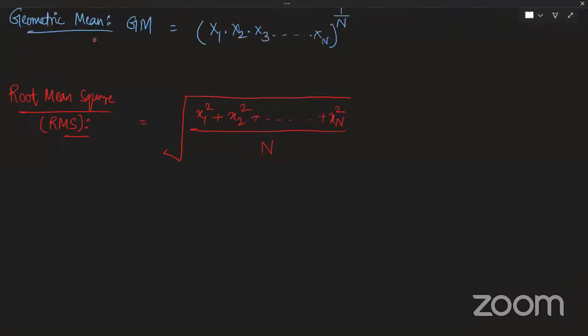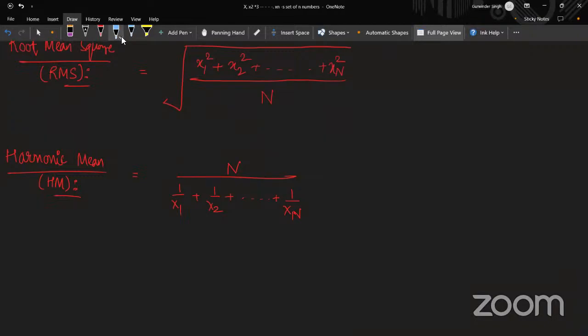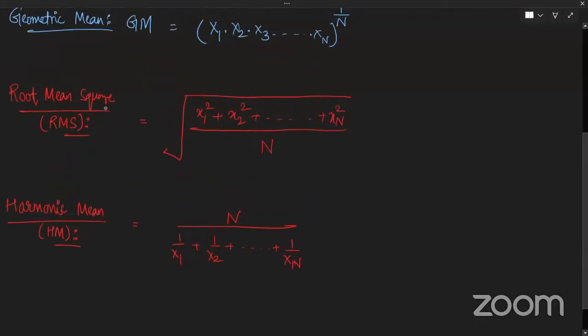After that, we have one more, harmonic mean, HM. So what is HM? It is n divided by 1 by x1 plus 1 by x2 plus so on up to 1 by xn. This is the harmonic mean of n numbers. Fine, everyone? So just remember RMS and harmonic mean for namesake.